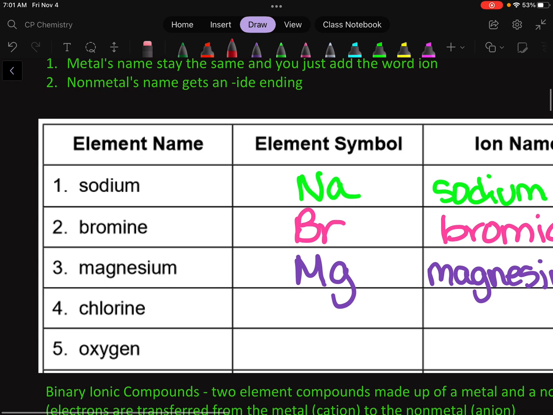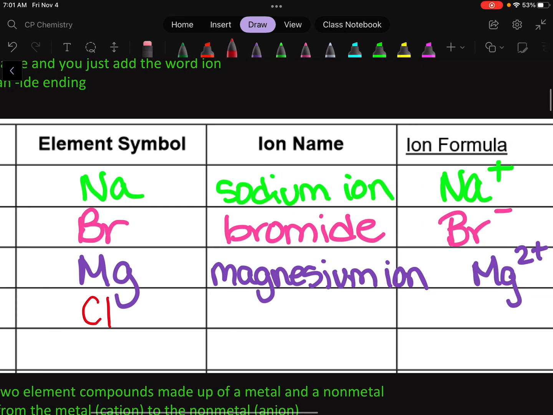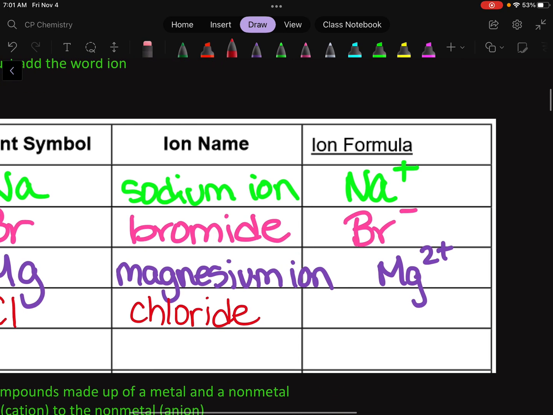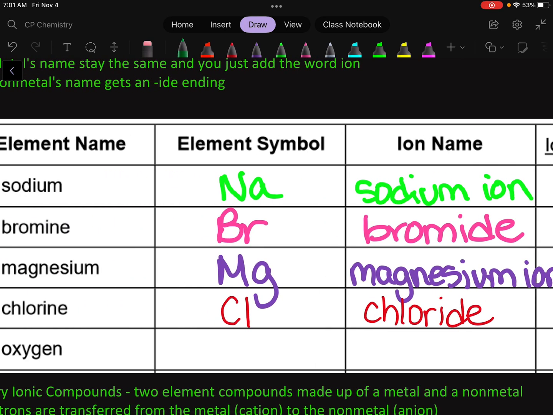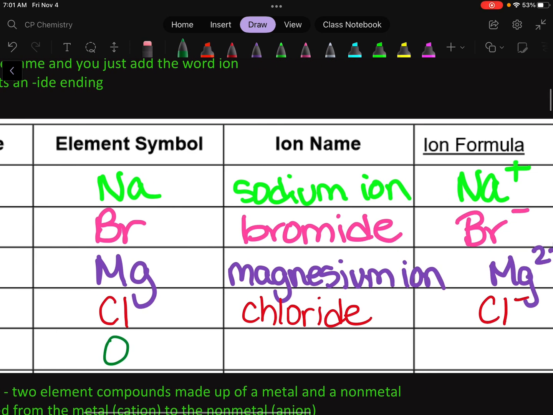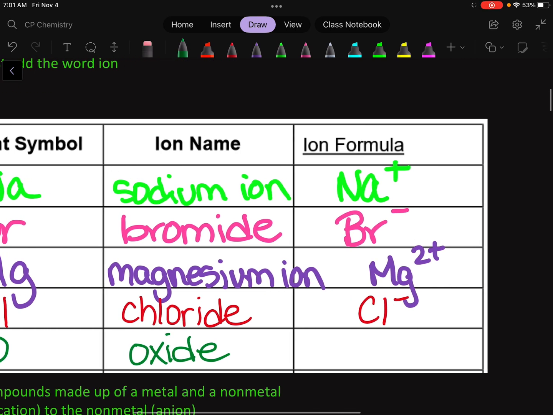Next one is chlorine. When you find chlorine on your periodic table, it is a nonmetal. It's in group 17, so it becomes chloride. And then everything in group 17 gets a -1 charge, so it's Cl with a negative. And then last is oxygen. It's O, and its ion name is oxide. It is a nonmetal, so you change the ending. And it's in group 16, so it gets a -2 charge.